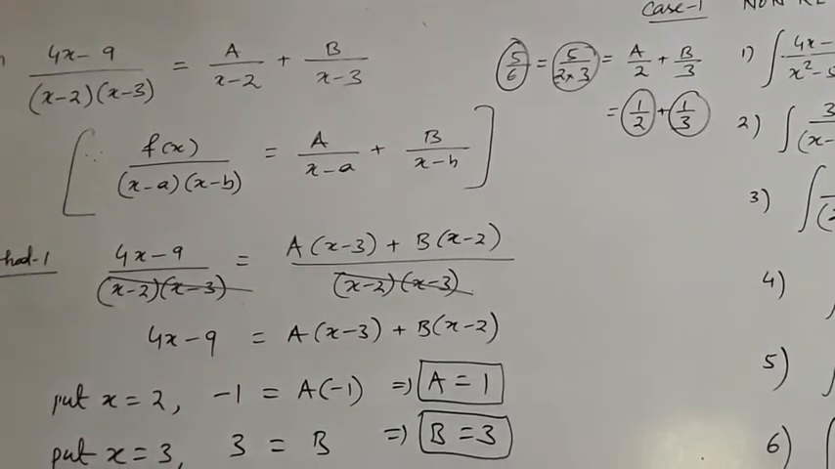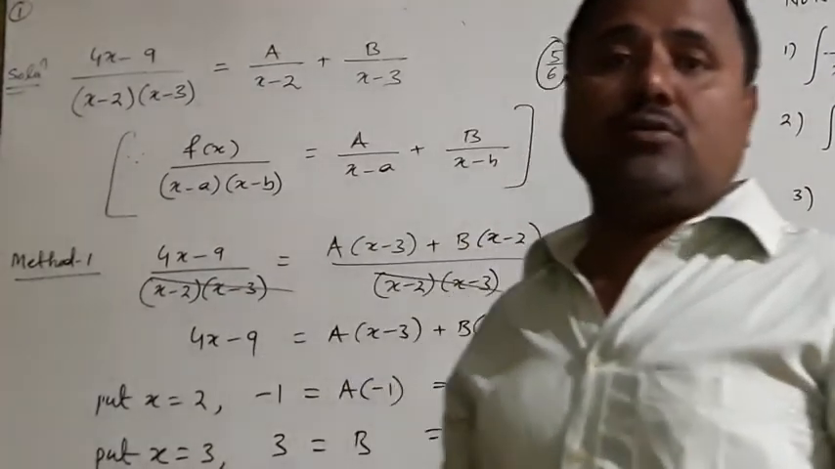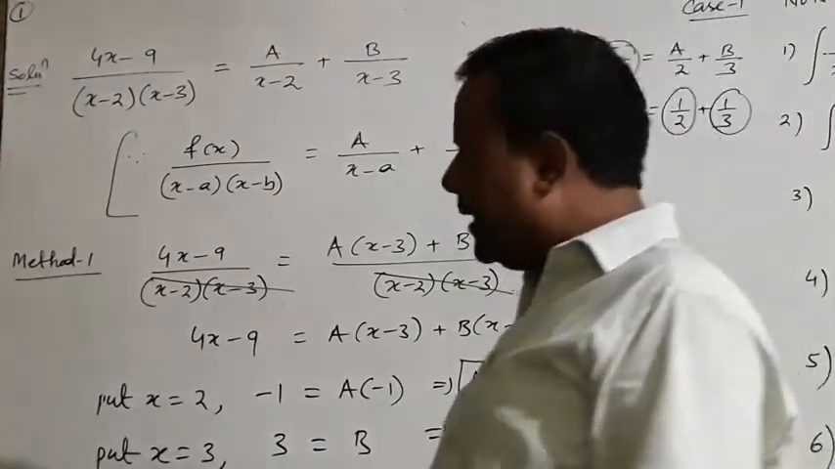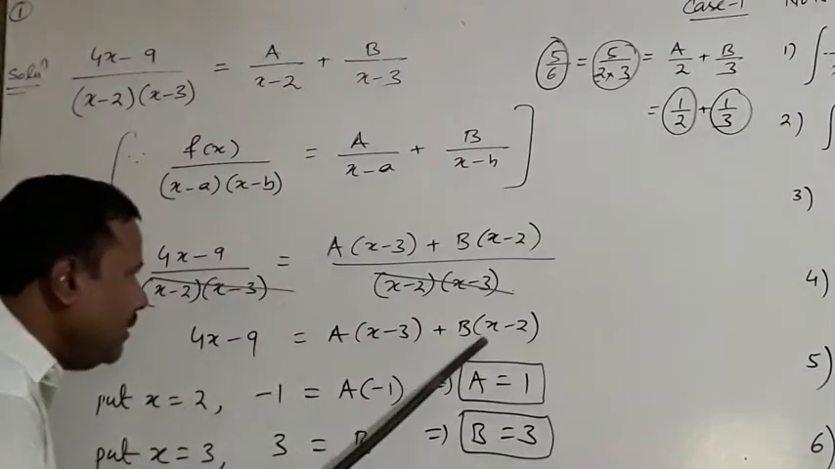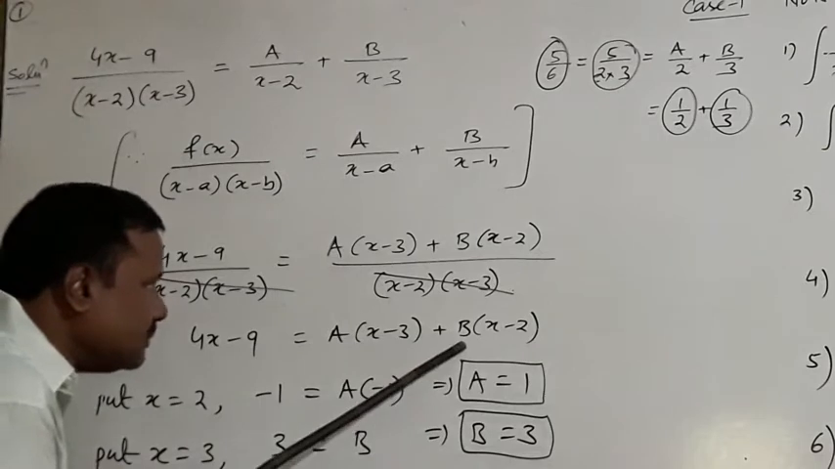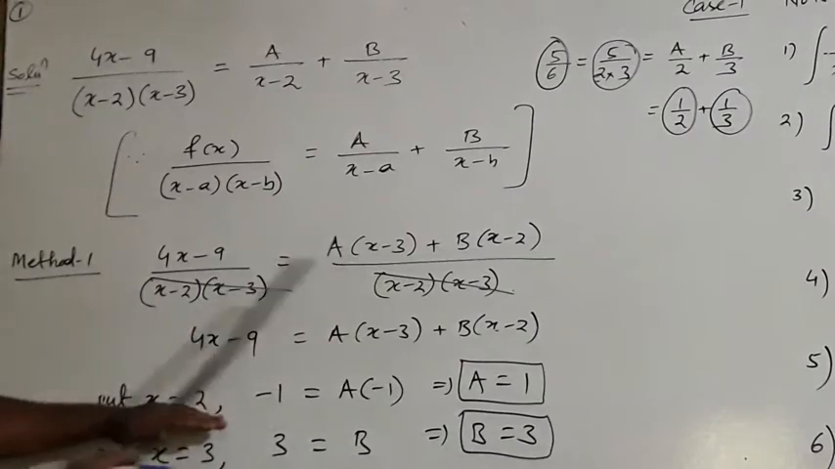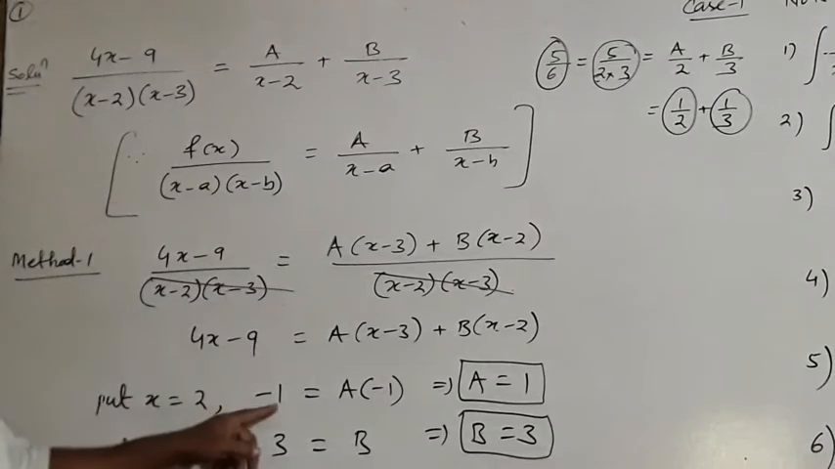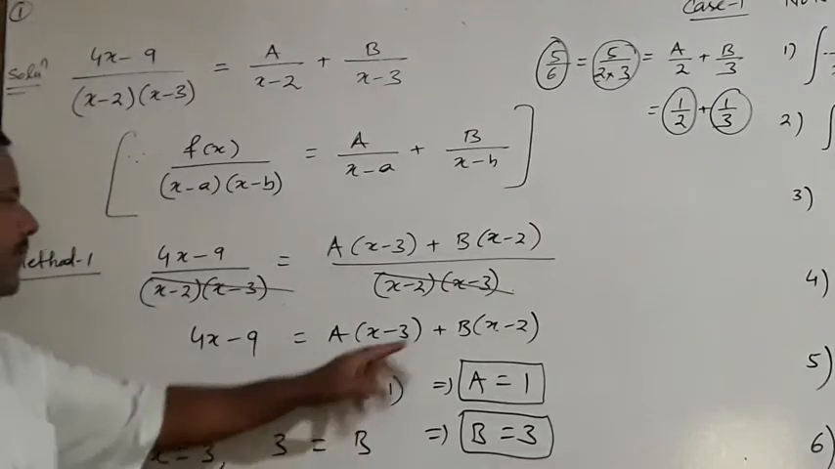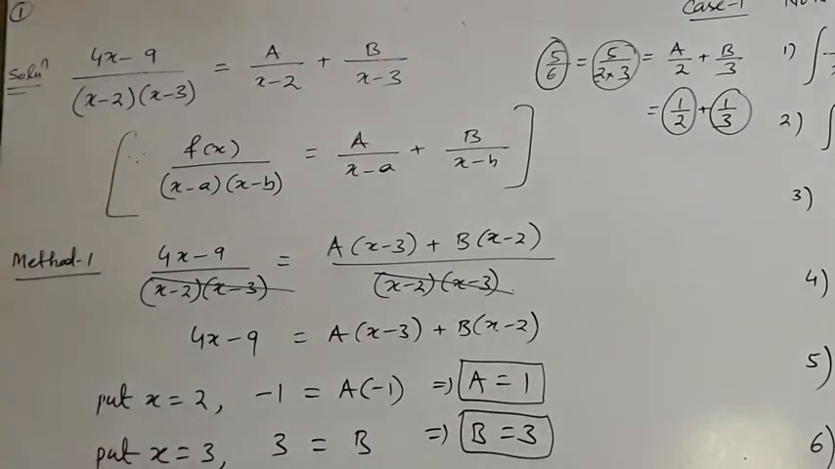Then you will ask me, sir, why will I put x is equal to 2? Is it your choice? Yes, why is it my choice? It is because if I put x is equal to 2, then this part will vanish. So I am putting x is equal to 2 on both sides. When x is equal to 2, it becomes 4 into 2, 8 minus 9, that is minus 1, a into minus 1. And this part will vanish. So a is equal to what? 1.